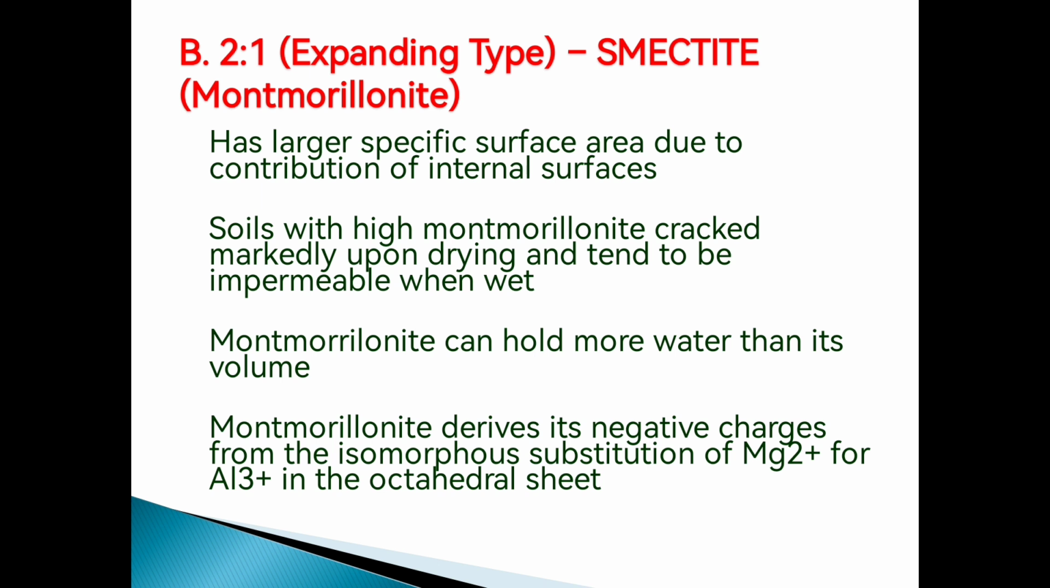Montmorillonite can hold more water than its volume, and it derives its negative charges from the isomorphous substitution of magnesium for aluminum in the octahedral sheet. It shows high cation exchange capacity because of the oxygen bond. And there will be isomorphous substitution, and it has high swelling and shrinkage properties.